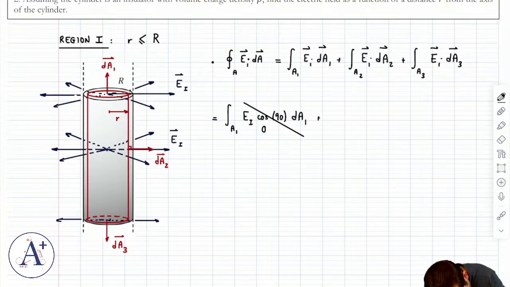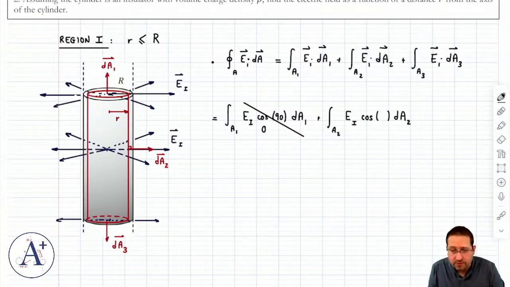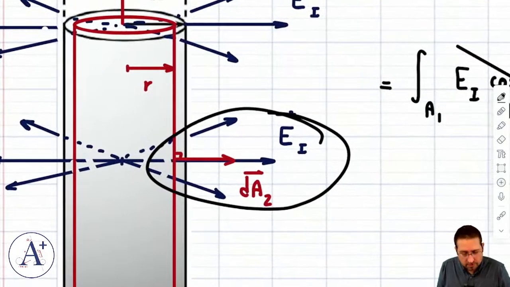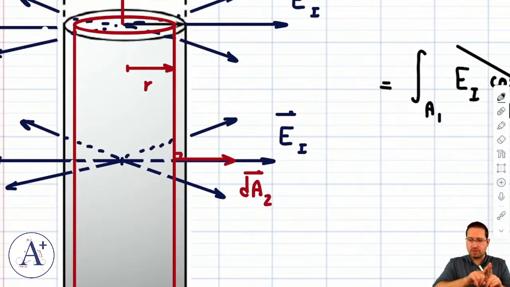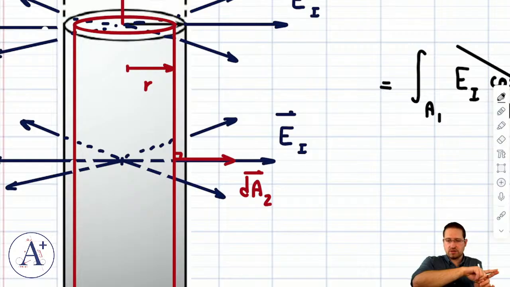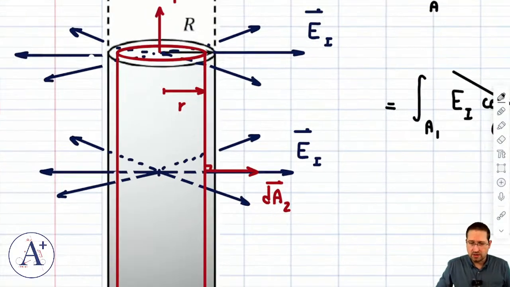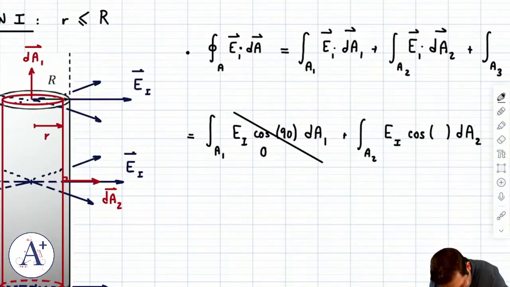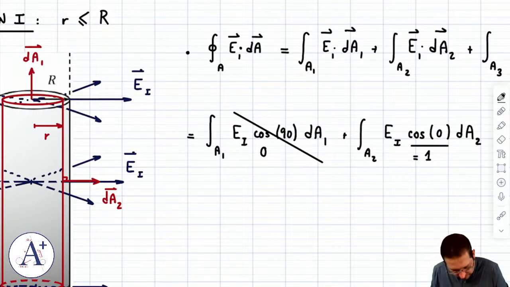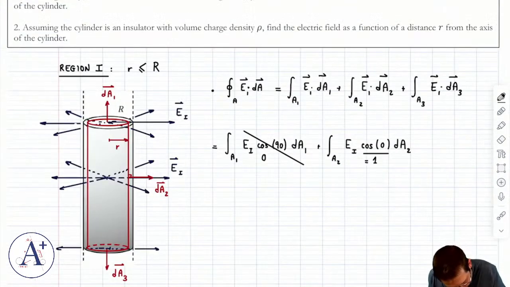So here I'm going to get the integral over A2 of E1 cosine of the angle between E1 and dA2 times dA2. Well, what's the angle between E1 and dA2? Well, have a look here. Hopefully you're convinced that the angle is 0. They both point in the same direction, which is outward, right? So the angle between the two is 0. All right, now cosine 0 is not 0, it's 1. Okay, so that's actually nice. Not going to cancel the integral.